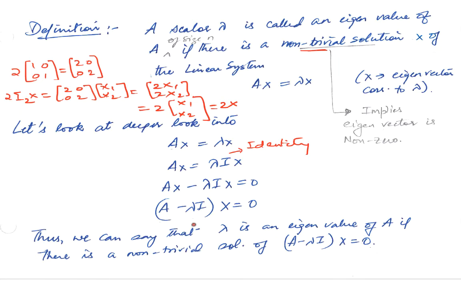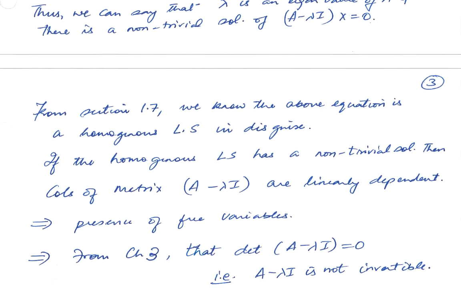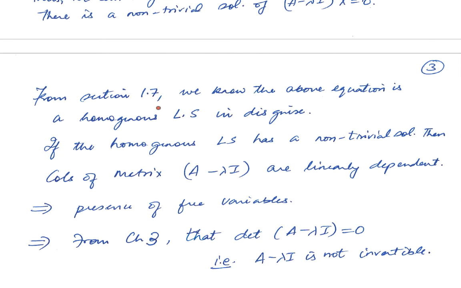Oh, sorry, it was 1.7, guys. I made a mistake. So this one is a homogeneous equation, but from section 1.7. Okay, so here's the information we get. From section 1.7, we know the above equation, that is the equation I'm talking about, A minus lambda I x equals 0. So this is 1.7 of our Lay's book, and we talk about that as a homogeneous linear system.